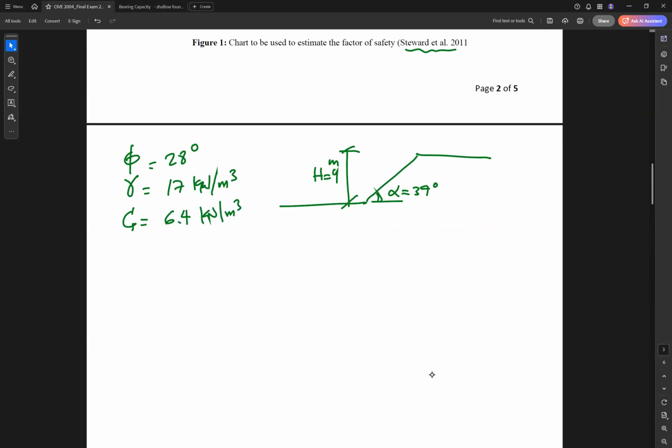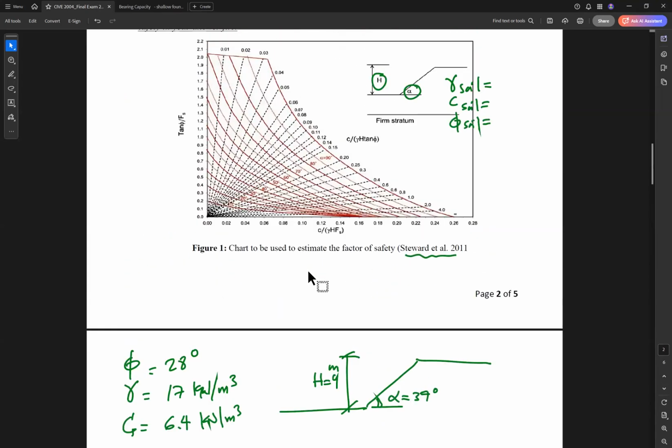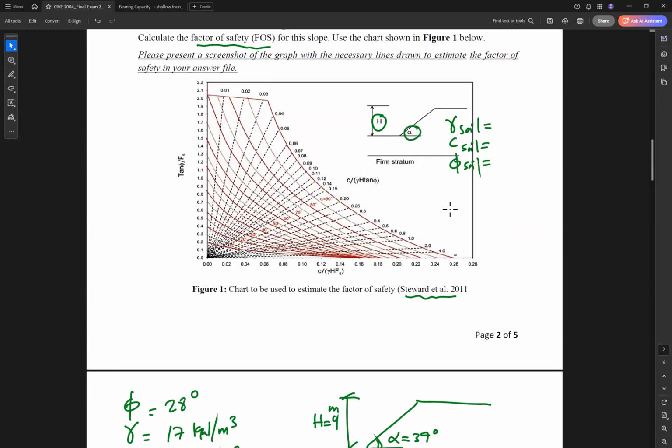Okay. So these are the parameters, and this is the chart we will be using. This one is easier than the other chart, Hoek and Bray. How can we use this chart? We need to find the factor of safety. The factor of safety will come from either the x-axis or y-axis. But how do we use the chart to find these two values? As you can see, Fs is the factor of safety we are looking for.